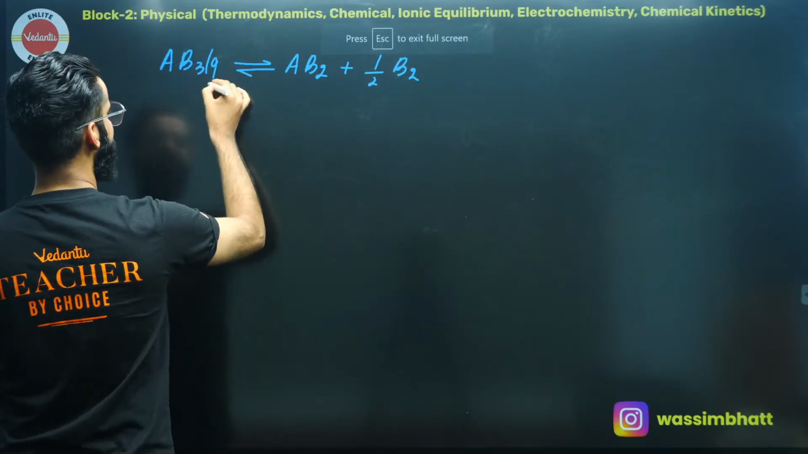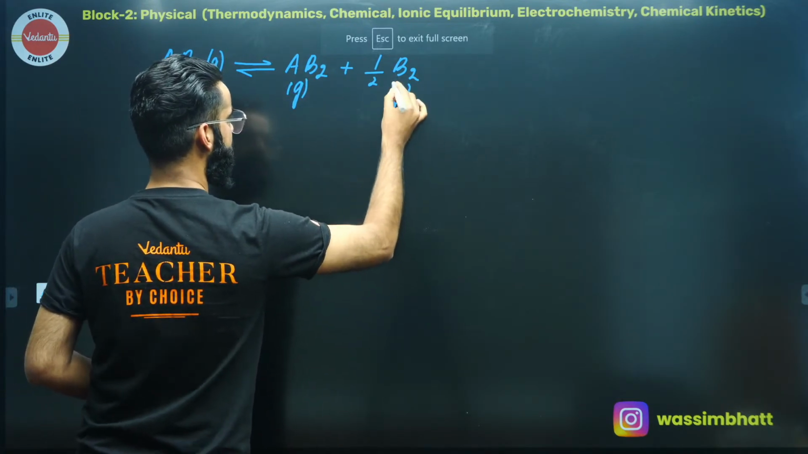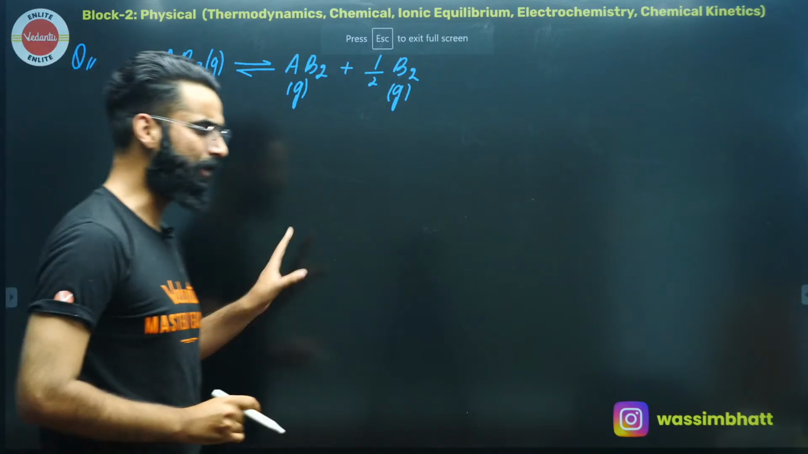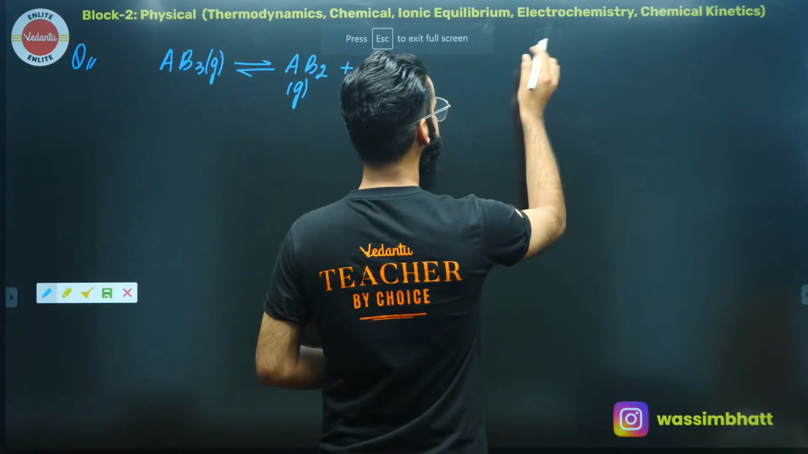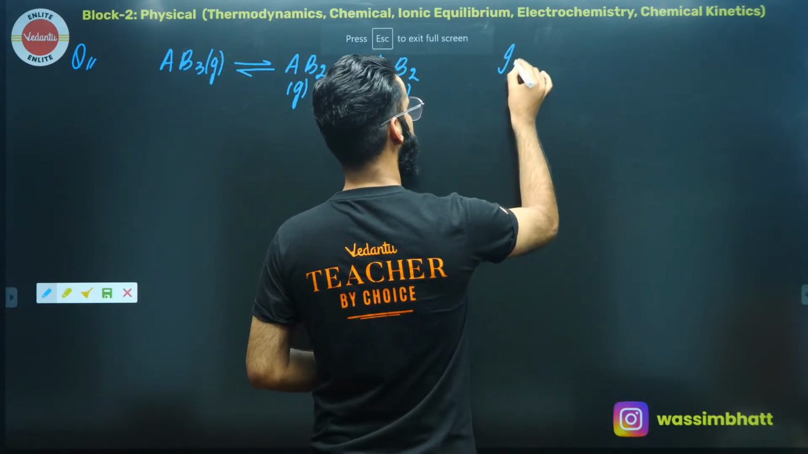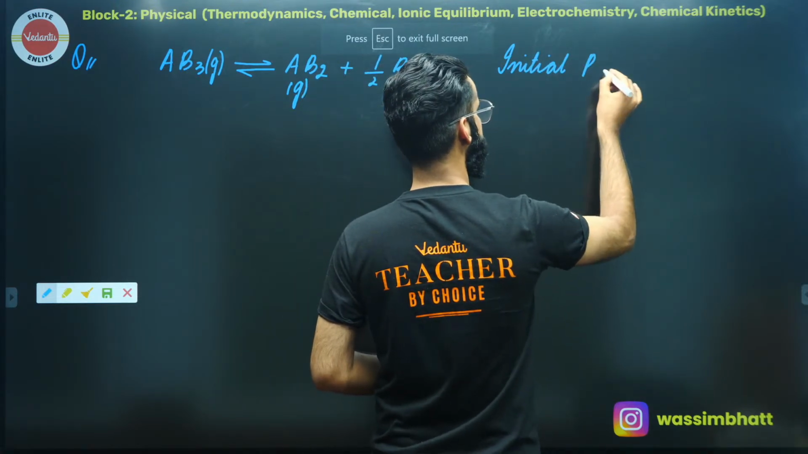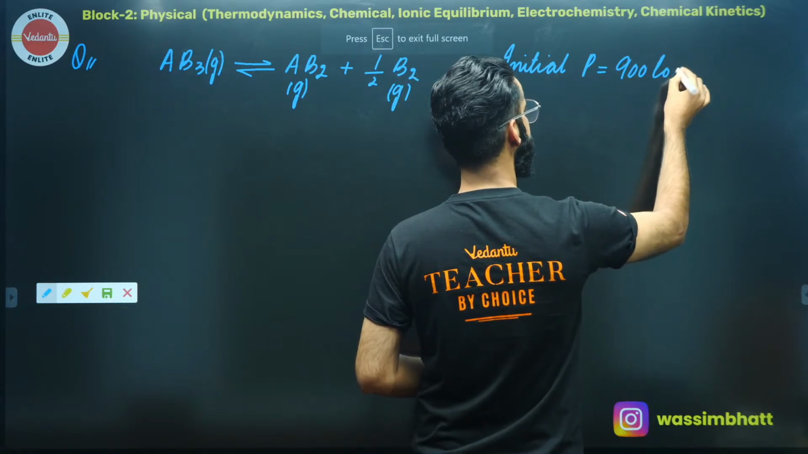This is the reaction that's given to us. I'm writing the question. Now, in this particular reaction, my dear people, what all things are given to us? Let me tell you that first of all. You're given the initial pressure of the system, which was given to me as 900 torr.